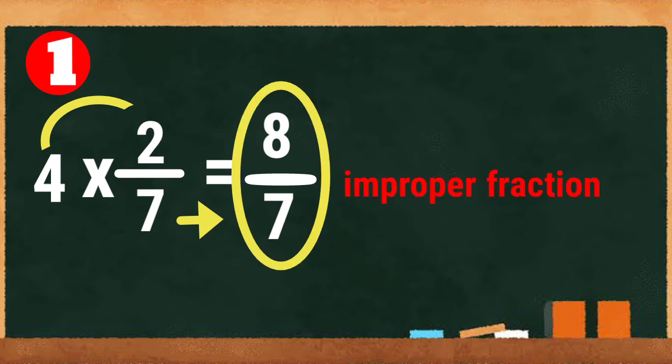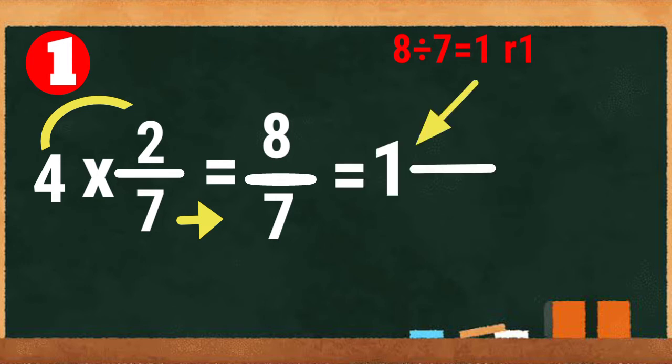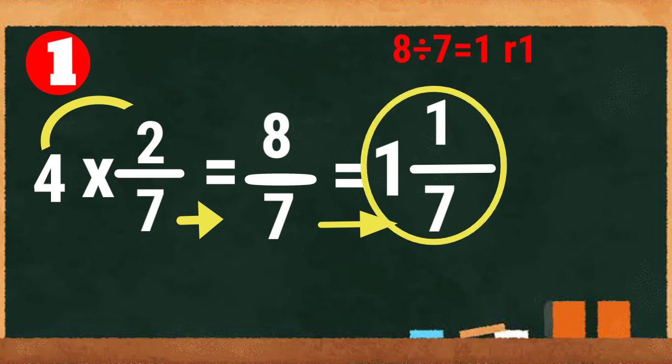But look at the answer. It is an improper fraction. So in improper fraction, we have to simplify it. We have to reduce it to lowest term. So we have to divide the numerator by the denominator. So 8 divided by 7 is 1 with a remainder of 1. Your answer here will be your whole number, and your remainder will be the numerator, and copy the denominator. So your answer is 1 and 1 over 7.